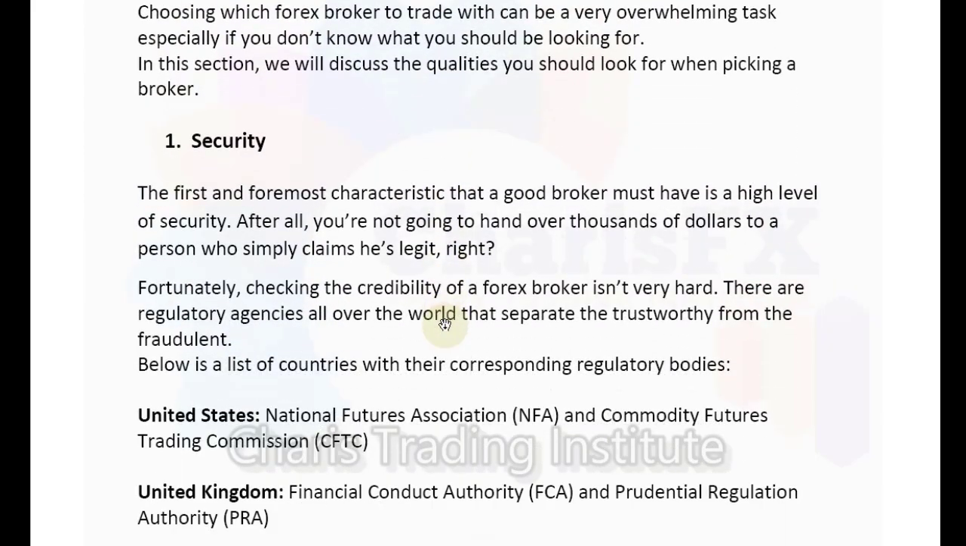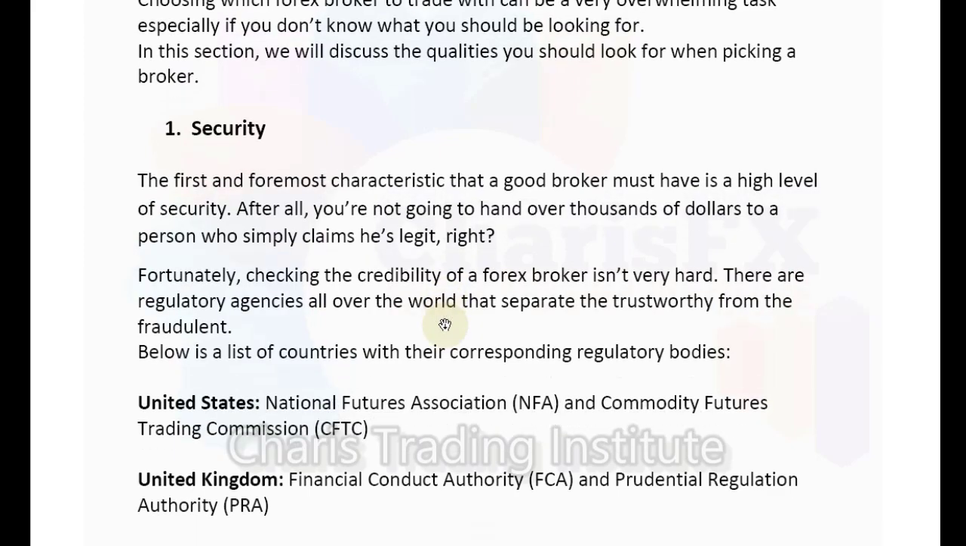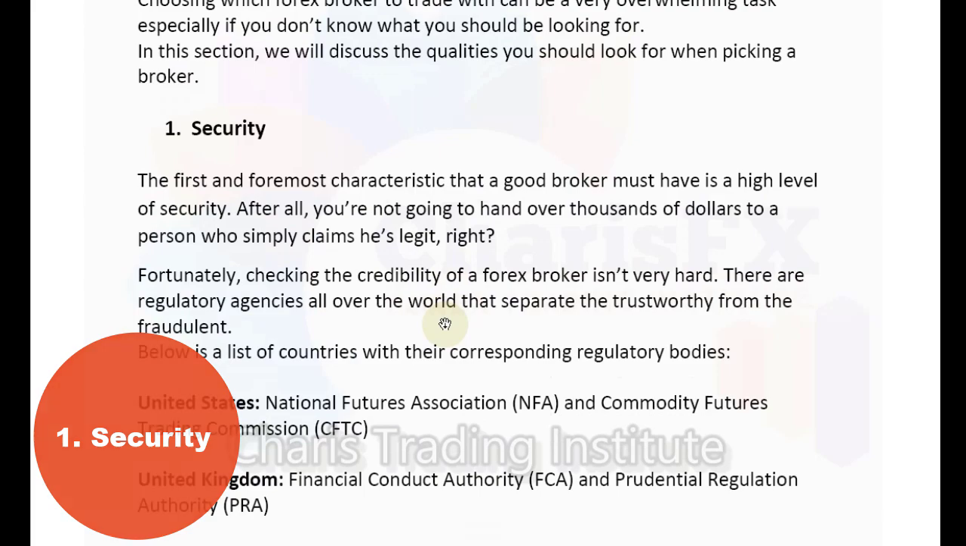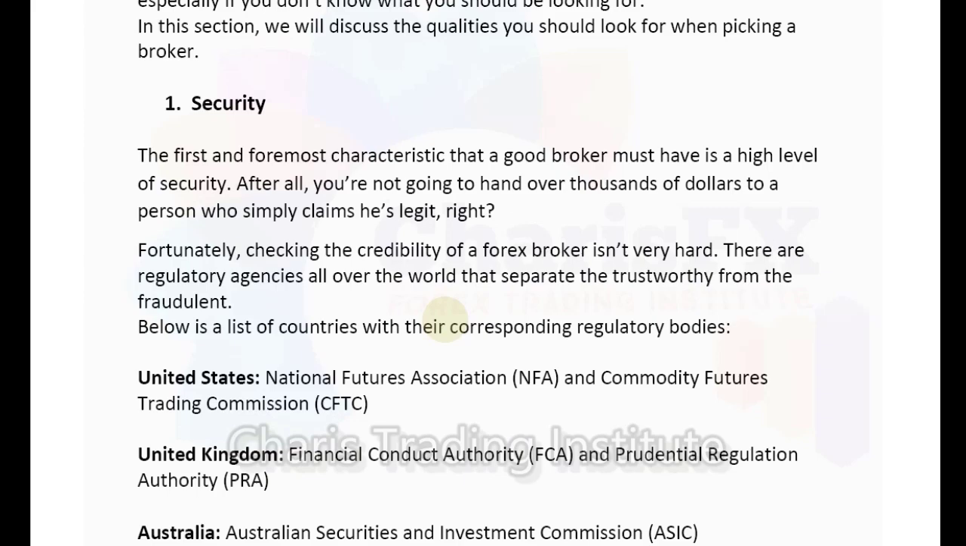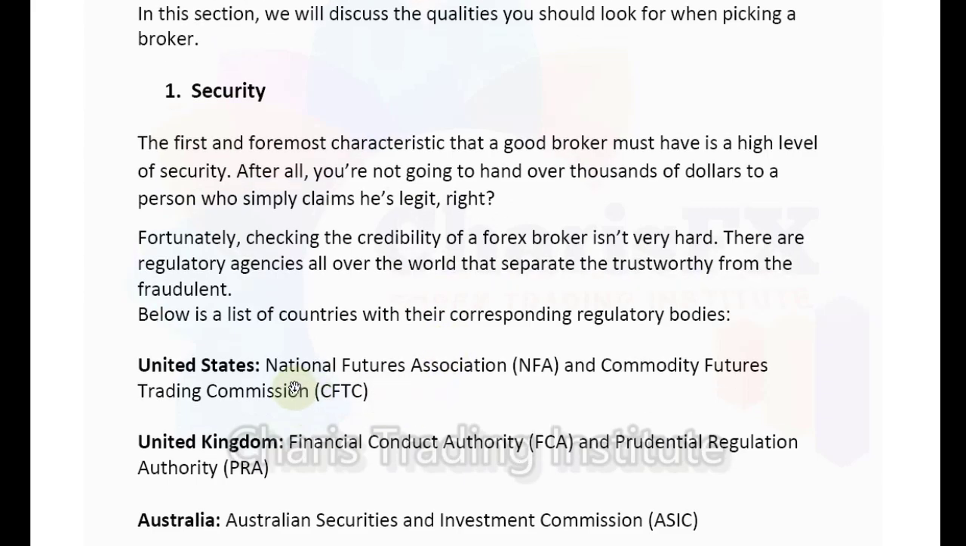The first is that you need to check the security of the brokerage firm you are going to give your money to. I need you to understand that every broker is regulated by a regulatory body. So before you go about registering with a broker and investing your money with a brokerage firm, first of all, find out which regulatory body is regulating that broker and whether they are certified to operate in your country or state. Now you can see that all brokerage firms in the United States are regulated by the National Futures Association and the Commodity Futures Trading Commission.